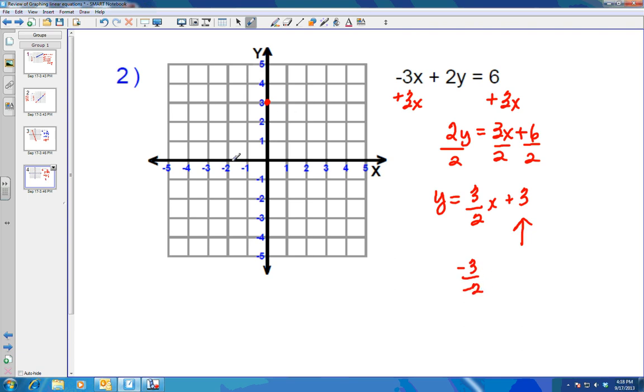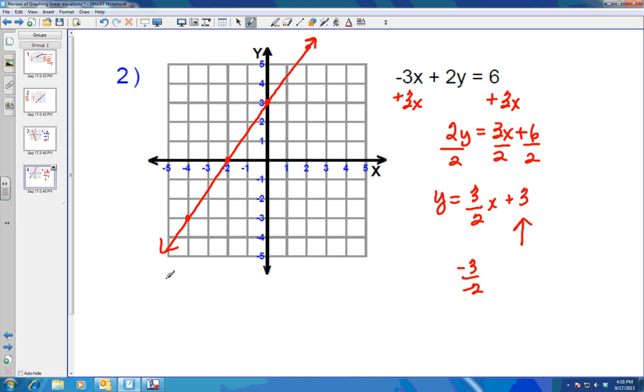down 3, 1, 2, 3, to the left 2. Or I could have gone up 3, 1, 2, 3, to the right 2. Okay, either way, you should get the same line. And again, I'm going to miss my points. Oh, I did better that time.